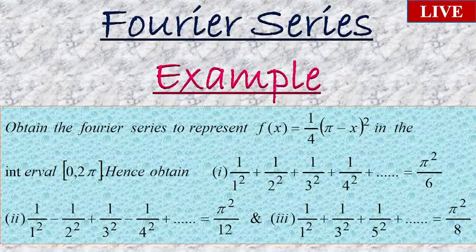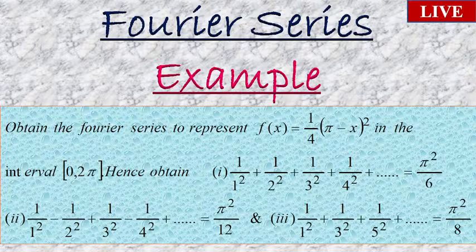In this video, let me discuss an example under Fourier Series in the interval 0 to 2 pi. For that, let me take an example. Obtain the Fourier series to represent the function f of x is equal to 1 divided by 4 (pi minus x) the whole square in the closed interval 0 to 2 pi. Hence, obtain these three series.